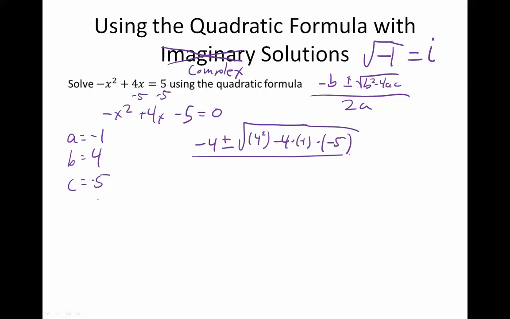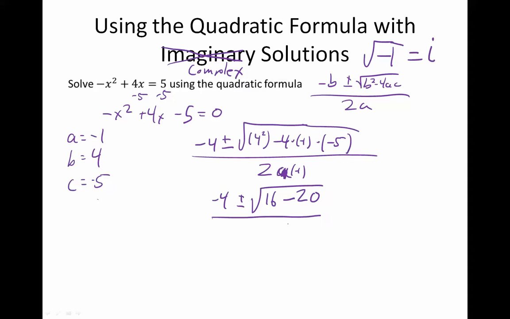We plug into our formula and get negative 4 plus or minus the square root of 4 squared minus 4 times negative 1 times negative 5, and that is all over 2 times negative 1. I don't know why I wrote a. So negative 4 doesn't change, plus or minus. This becomes 16. And then we have negative 4 times negative 1 times negative 5, which is negative 20. And that is all over negative 2.